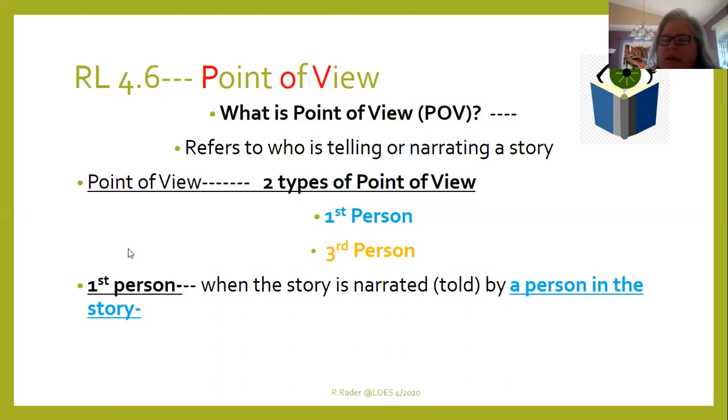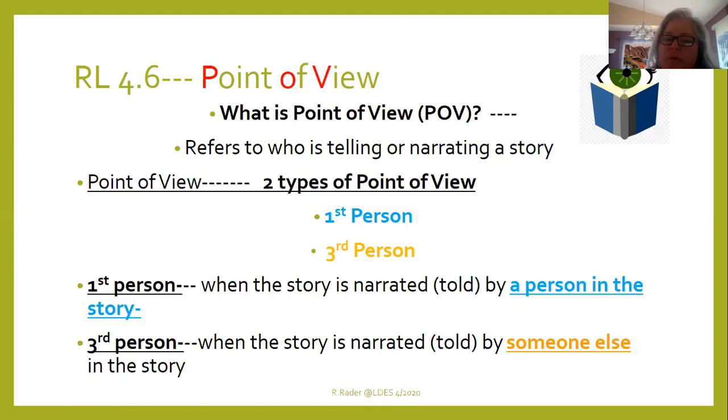When the story is narrated or told by a person in the story. Whenever that person tells the story, that's first person. Third person is when the story is narrated or told by someone else. Okay, so do you know the difference? 2 types of point of view, first and third. First person is when the story is narrated by the person in the story, and third person when the story is narrated by someone else.